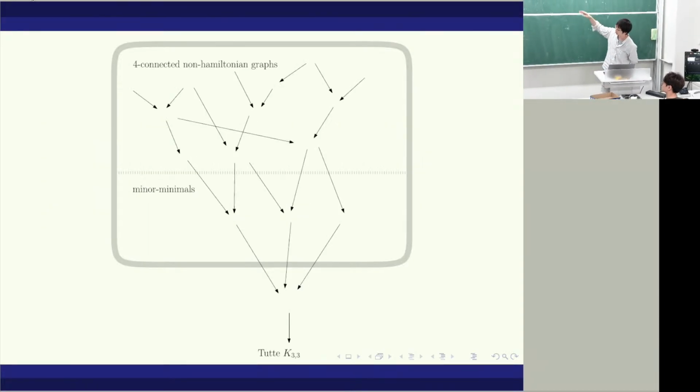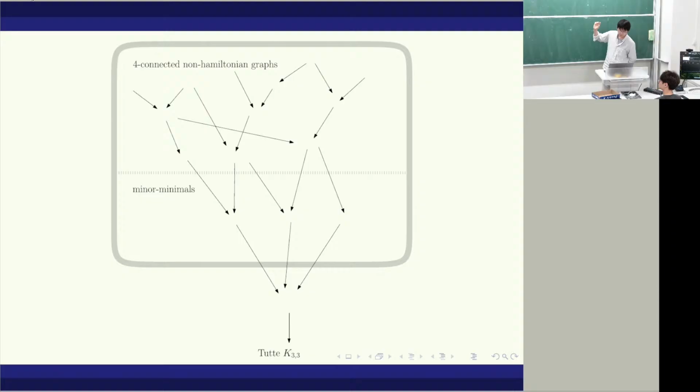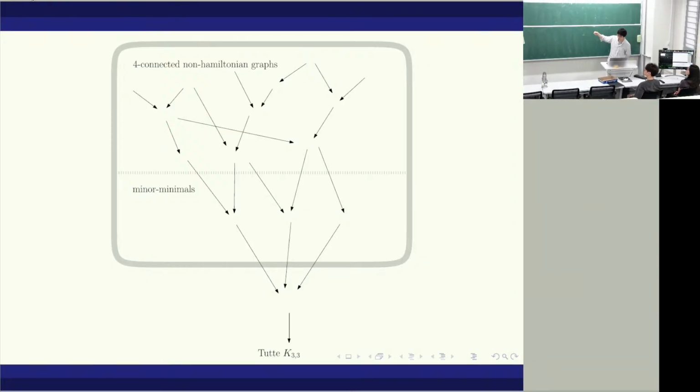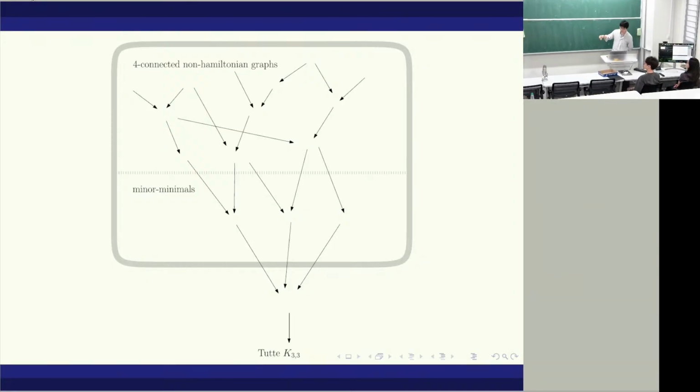So here is the picture. We have the graph class of 4-connected non-Hamiltonian graphs. We order them by the minor relation. Then the lower layer are the minor minimals. And Tutte said that you can always do some contraction or deletion to go down to the K33 minor.